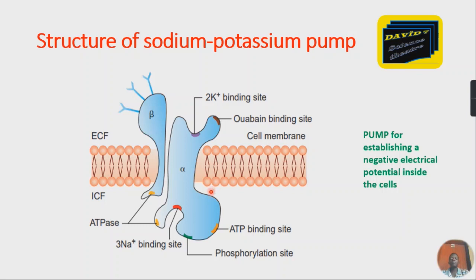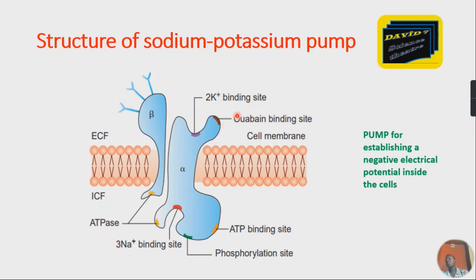So what will happen? The part of the alpha unit which is inside a cell, okay, this part you can call the intrinsic part. This part inside a cell has three sites majorly. It has a sodium binding site which takes three sodium ions, then it has a phosphorylation site, and it also has an ATP binding site. So it has three major sites inside the cell.